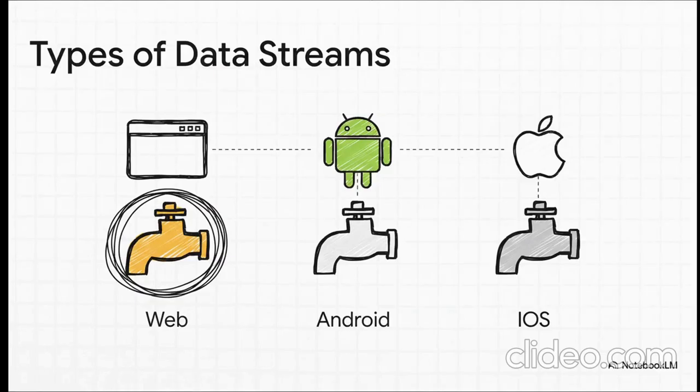And you can actually have different taps for different sources of data. GA4 is powerful enough to pull info from Android and iOS apps, but look, for most of us watching this, the one that really matters is the web data stream. That's the tap that connects directly to your website.